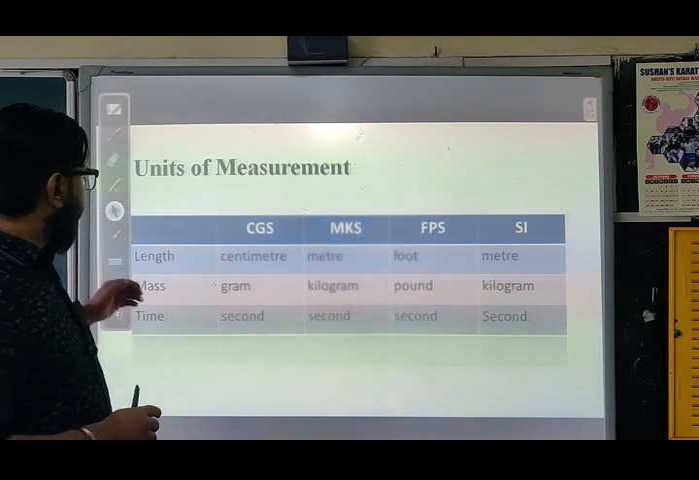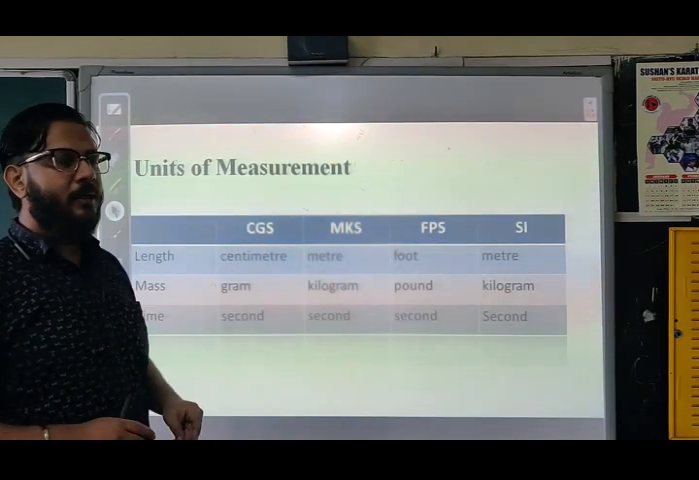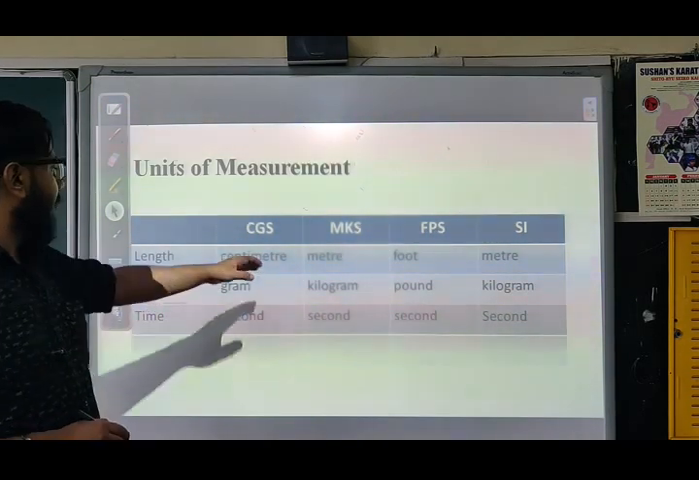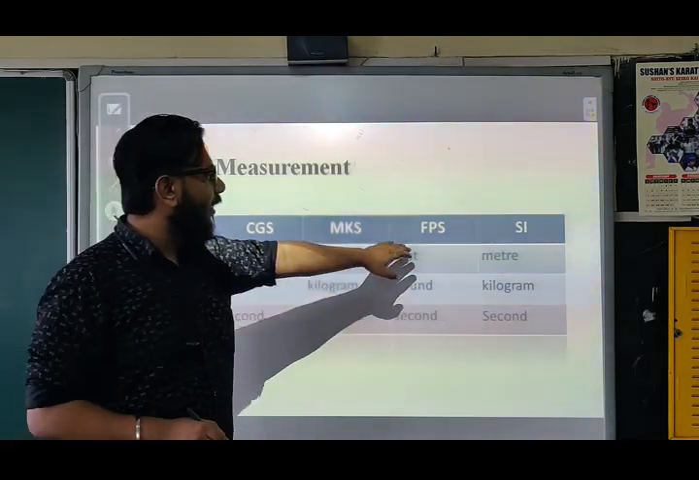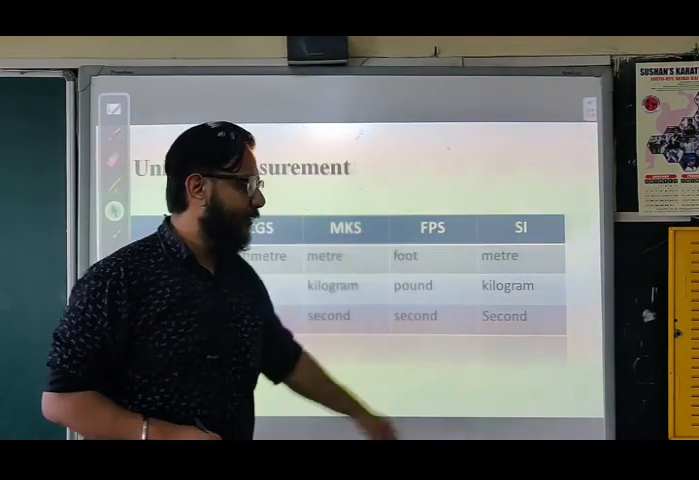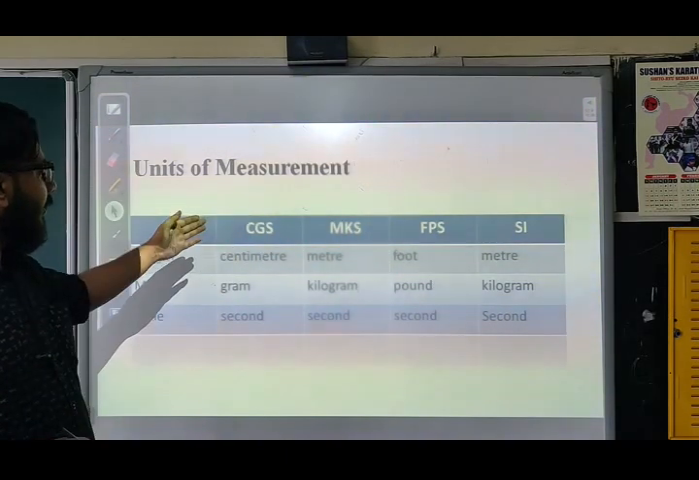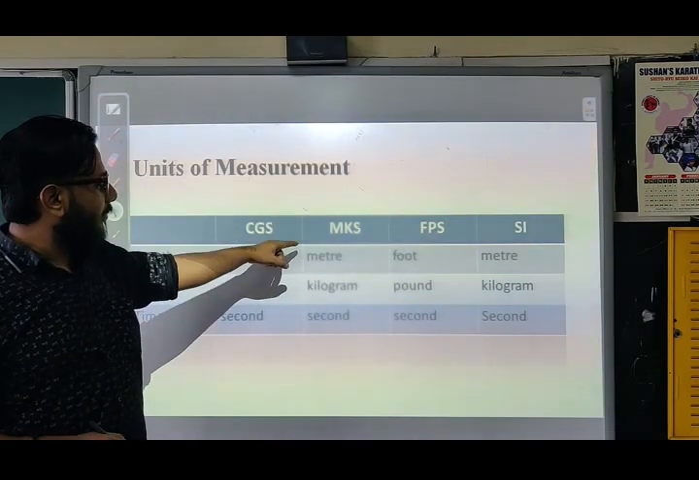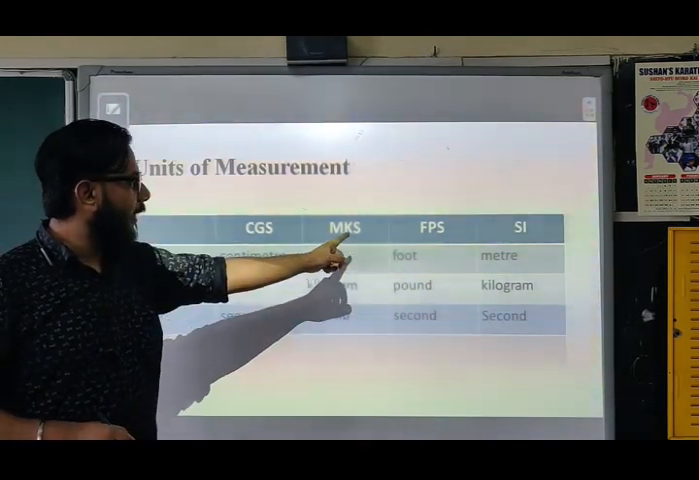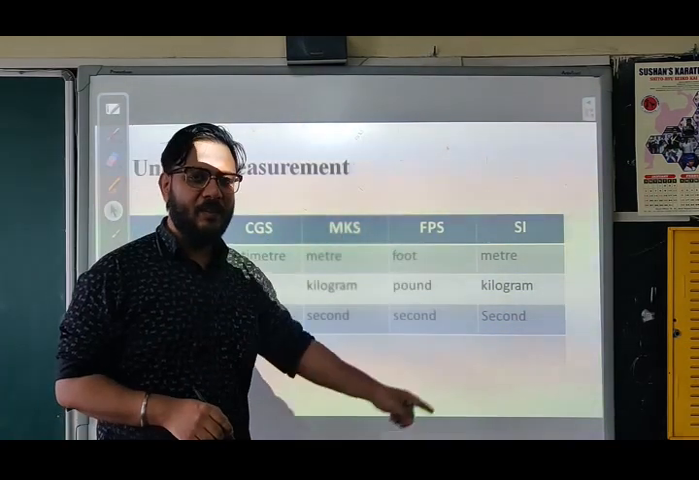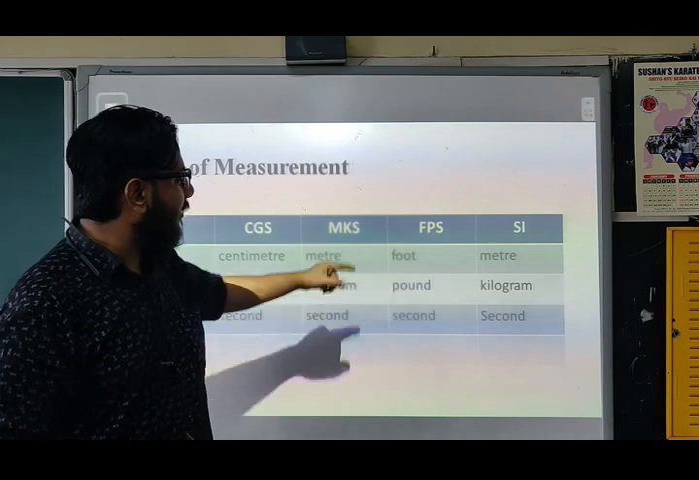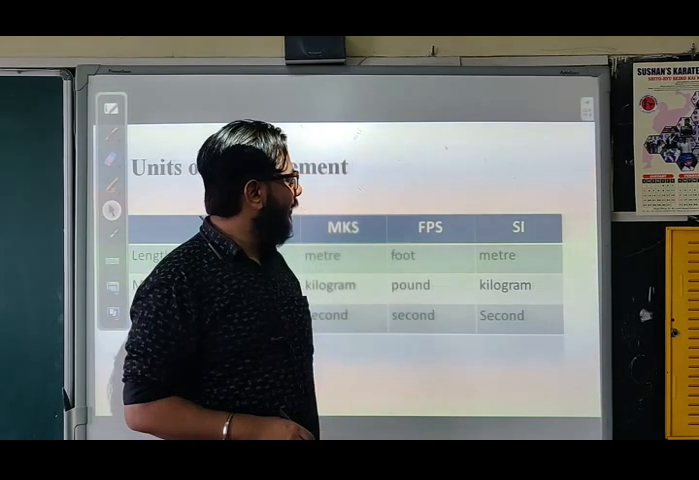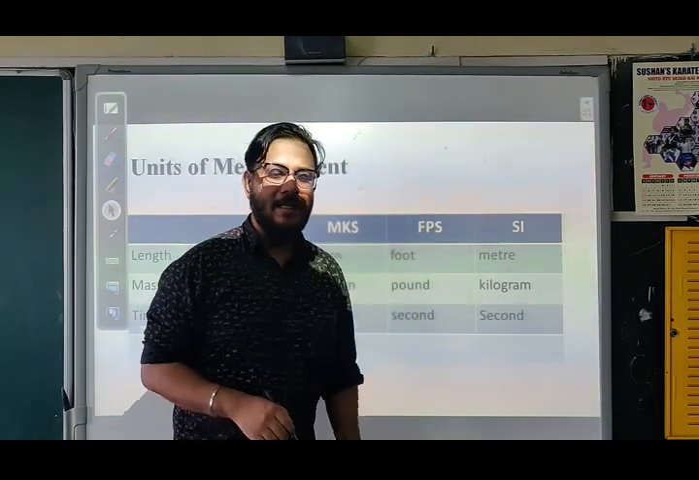Now, let's look at the units of measurement. There are, as you can see, 4 different systems of measurement: CGS, MKS, FPS, and SI. CGS stands for centimeter, gram, and second. These are for length, mass, and time. MKS stands for meter, kilogram, and second. And FPS is not first person shooting, it is foot, pound, and second. And SI is meter, kilogram, and second.